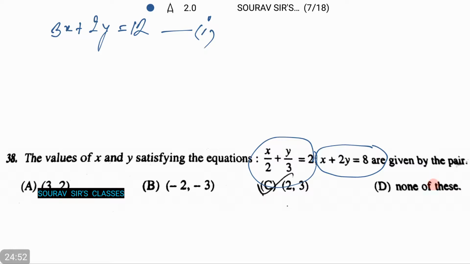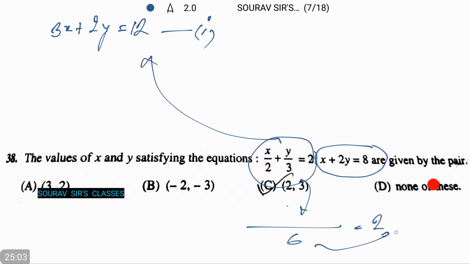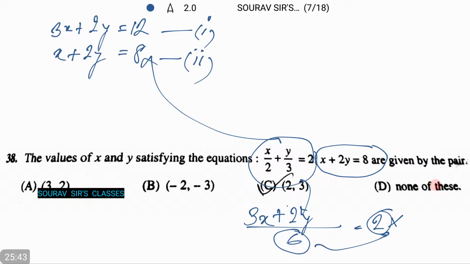Can you see how we get to here? It's because we take the LCM, which is 6, and 6 multiplies with 2 on the right hand side once we take this over. Due to this LCM we have 3x, since 2 is under x, and since 3 is under y, we have 2y. So this becomes 3x + 2y = 12, and we have the ready second equation as x + 2y = 8. This is the second equation.